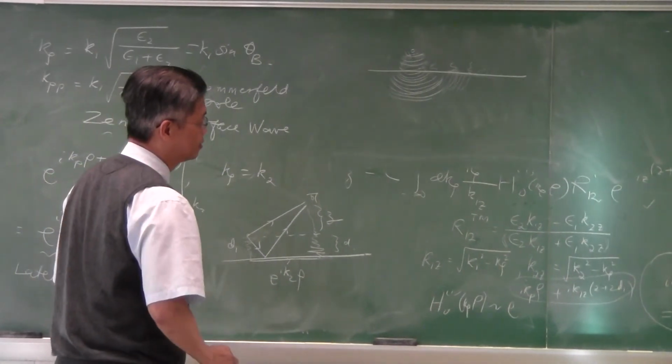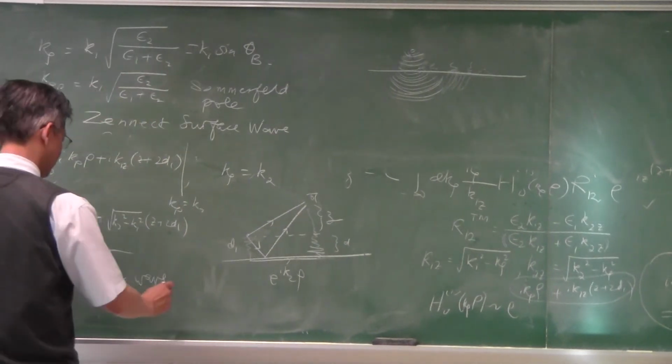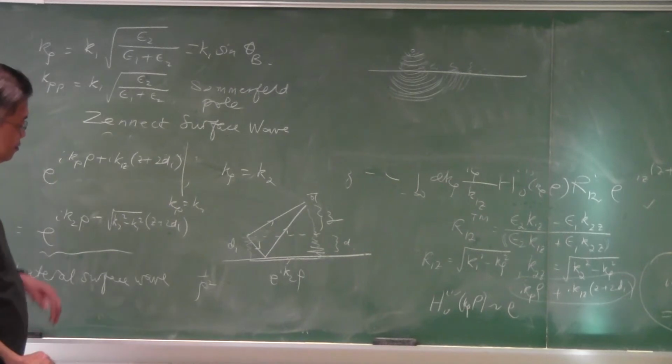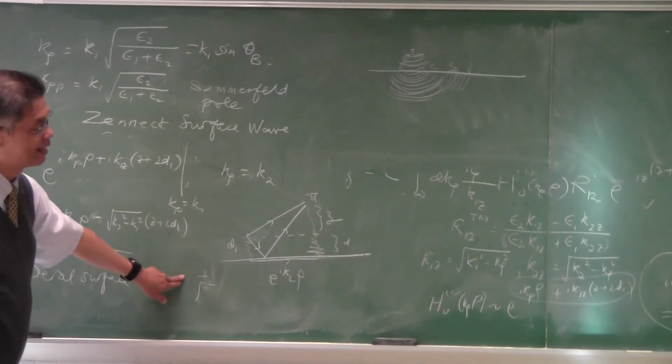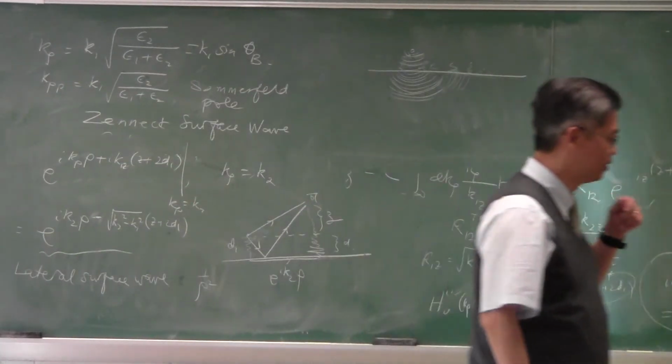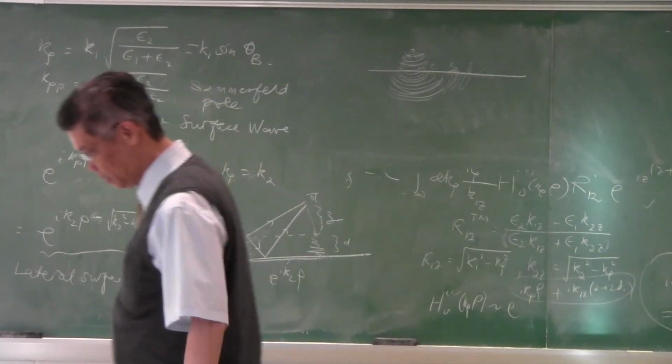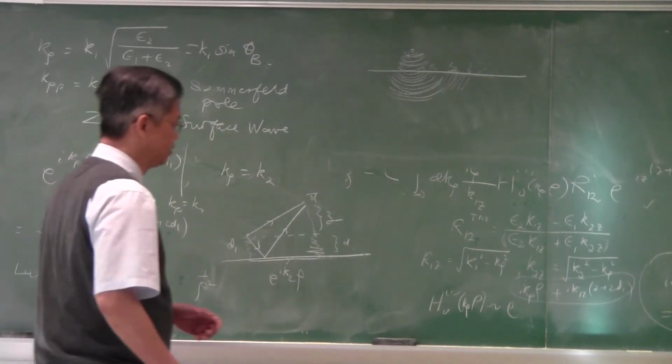That's why we have this wave. And it turns out that this wave decays with 1 over rho squared decay. This 1 over rho squared decay is harder to arrive at. You have to do all the details of the mathematics to get the decay rate. And this is how the wave looks. So this is the lateral surface wave. And sometimes it's also called a head wave in acoustics.